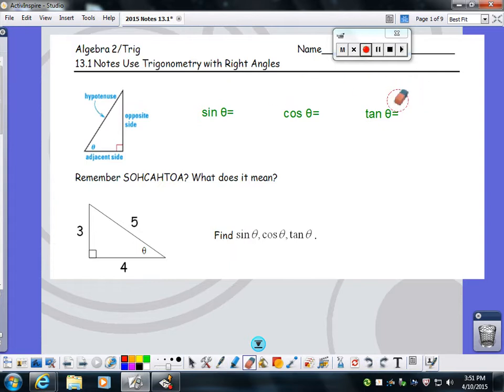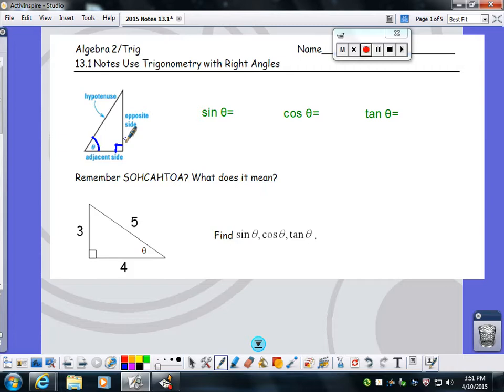So in a right triangle, and our trig ratios only work for right triangles, you've got your right angle. The side across from the right angle is the hypotenuse. We're looking at this angle theta, so we call this side our adjacent side, and the side opposite, of course, is the opposite side.